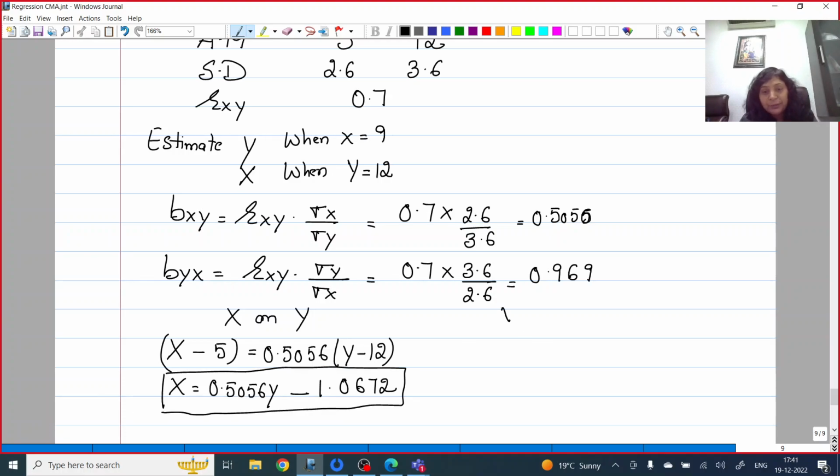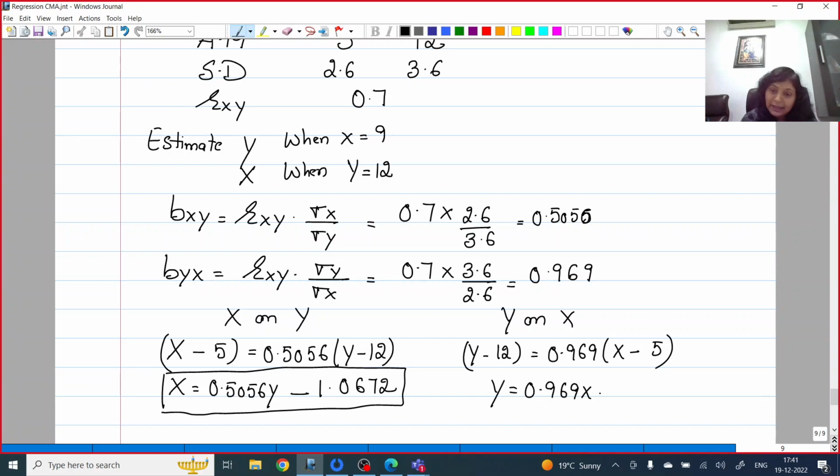And if we want to compute y on x, then this becomes y minus y mean is equal to byx into x minus x mean. So that means y equals 0.969x minus. If we multiply 0.969 into 5, this is less than 12. So if we subtract it from 12, our value is plus 7.155. So we have formulated both the equations x on y as well as y on x.